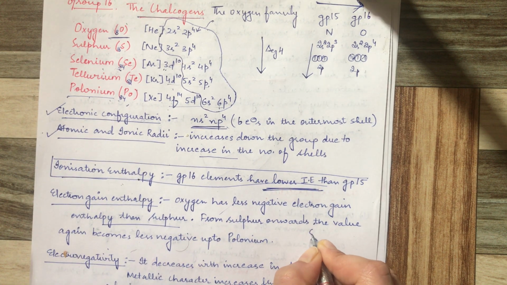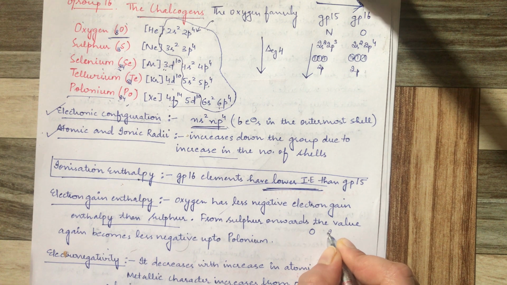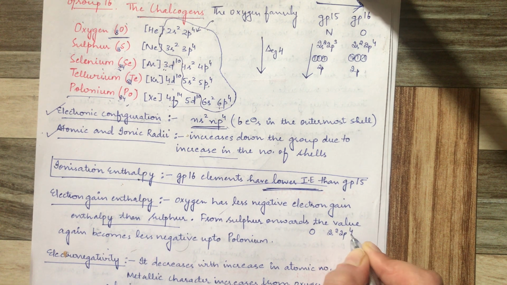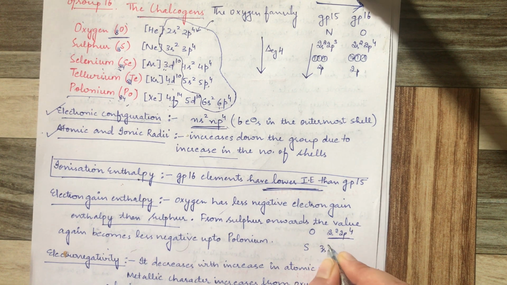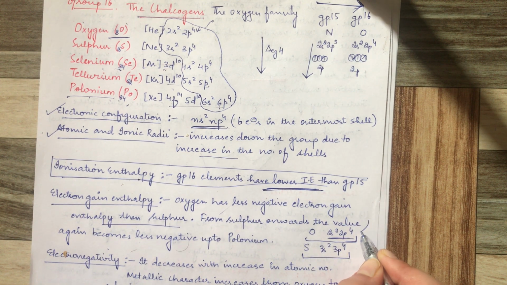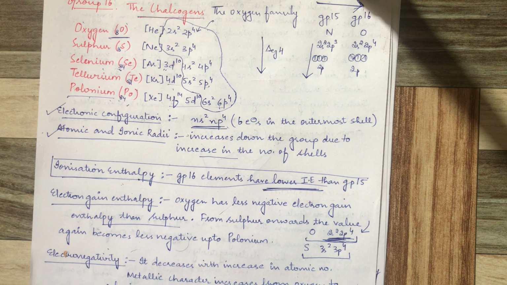So listen, oxygen has electronic configuration 2s2 2p4. So it is confined to only the second shell, whereas sulfur has 3s2 3p4. The atomic size of oxygen is very small, much smaller than that of sulfur. So the incoming electron will experience force of repulsion from these electrons which are already present in oxygen, right? So what does this mean? That the size of the oxygen atom is very small.